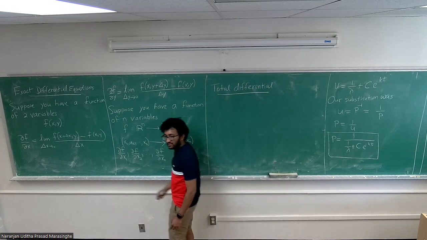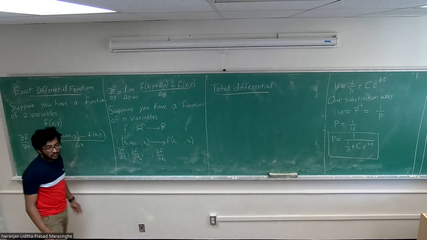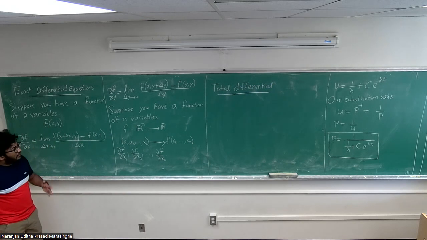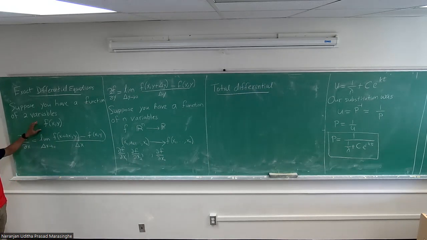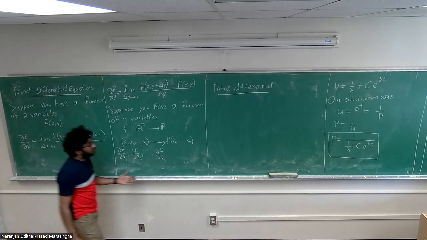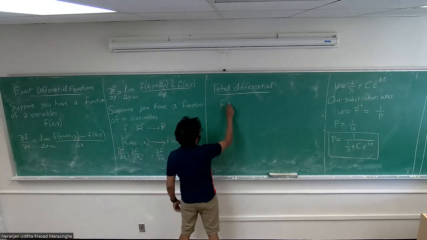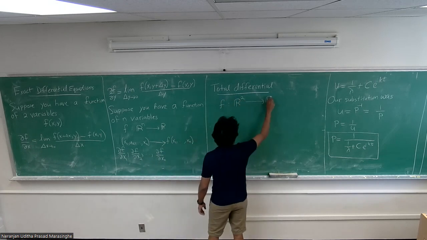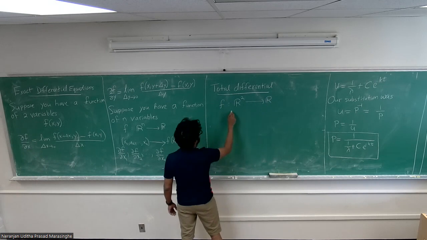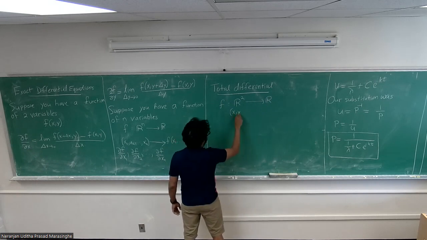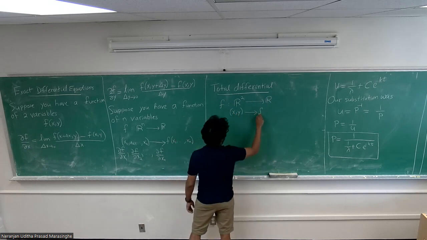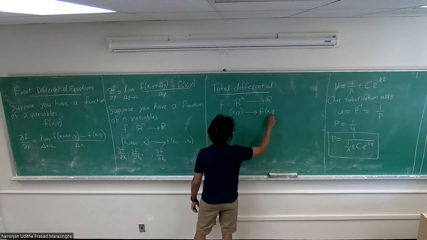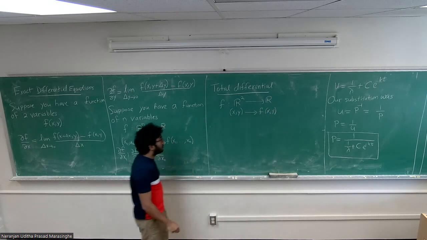Have you heard this term? Total differential. Again, first I would explain for the case of two variables, and then I would go to n variables, right? Suppose you have a function from R2 to R. Okay, that means you have (x, y), this would be mapped to f(x, y). Okay.